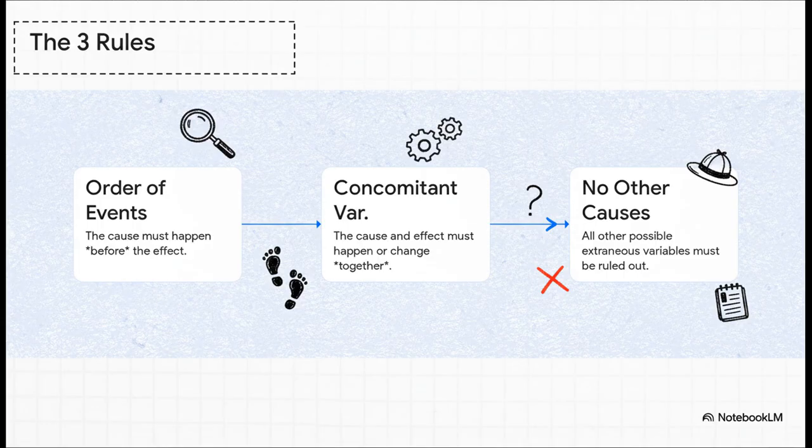And here are the 3 golden rules for building that case. Rule number 1, the cause has to happen before the effect. Makes sense, right? Rule 2, they have to vary together. You know, when we change the cookie, the ratings also have to change. And rule 3, and this is the big one, the hardest one of all, we have to eliminate all other possible causes. We have to get rid of all those pesky extraneous variables.